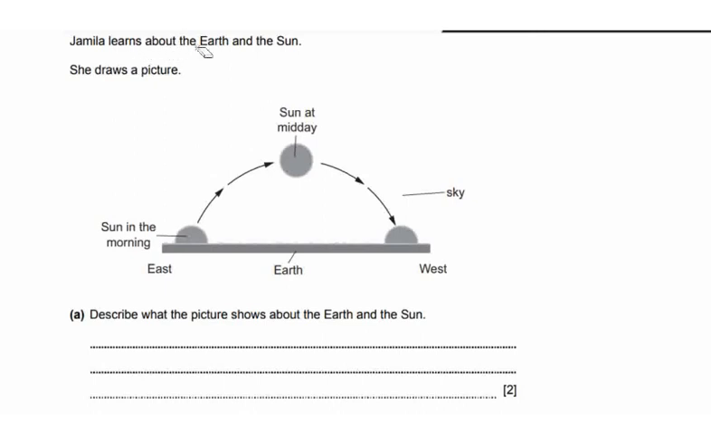Question 3a. Jamila learns about the Earth and the Sun. She draws a picture. Sun in the morning, east, sun at midday, sky, west, and this is the Earth. A. Describe what the picture shows about the Earth and the Sun. 10 seconds from now.